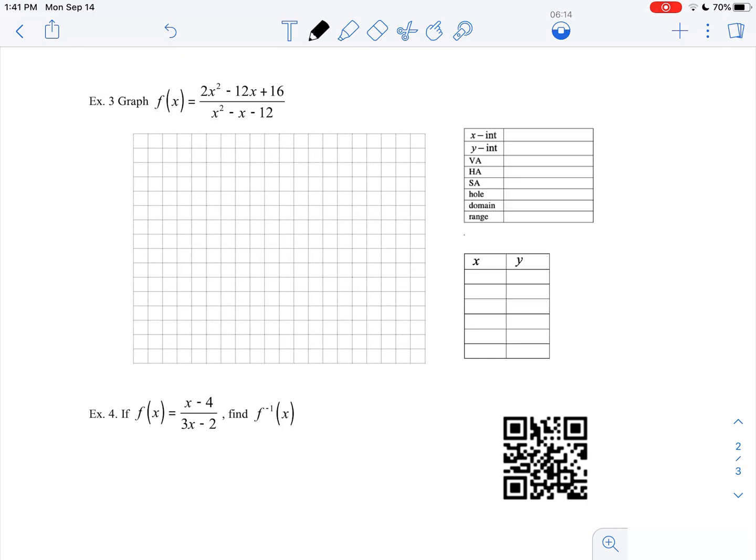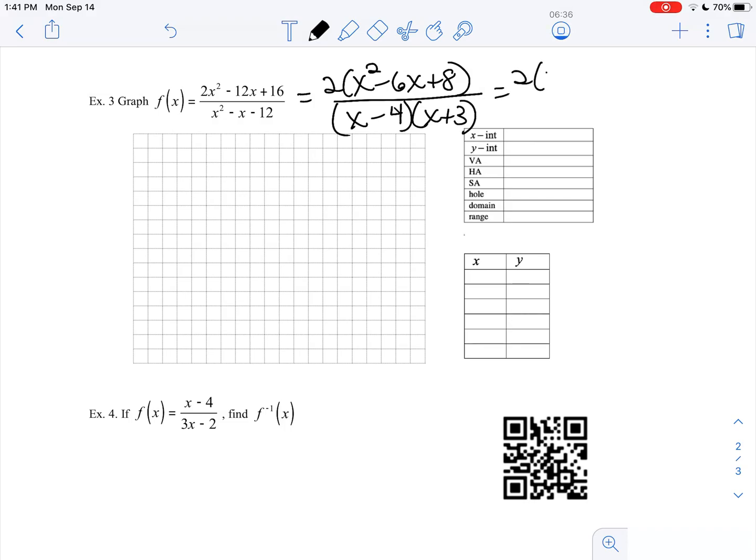It says graph f of x equals 2x squared minus 12x plus 16 over x squared minus x minus 12. All right, so your first step is let's start factoring. And I do assume that you know how to factor. If that's bad on my part, you need to let me know that you need some help with factoring. But at this point, we should be pretty good at it.